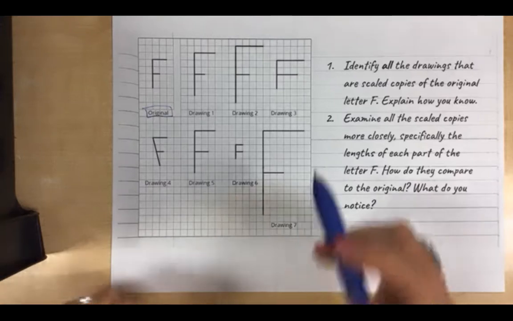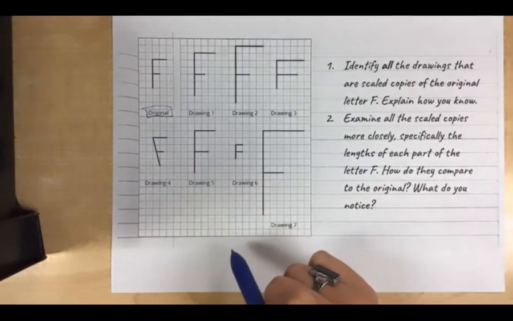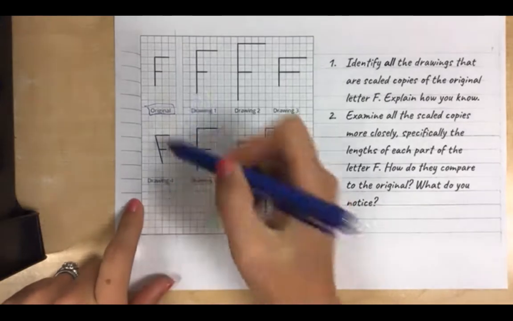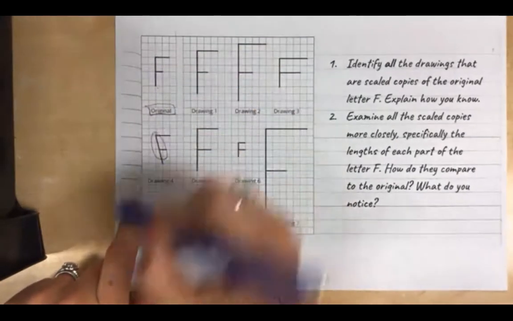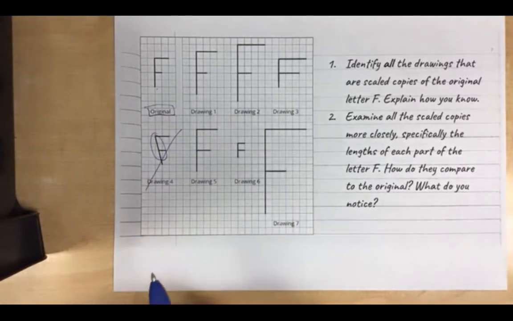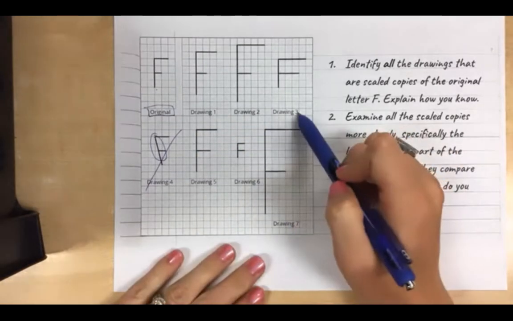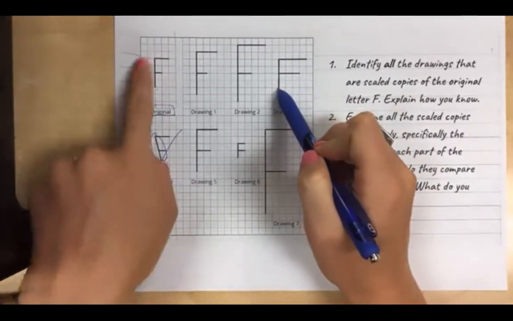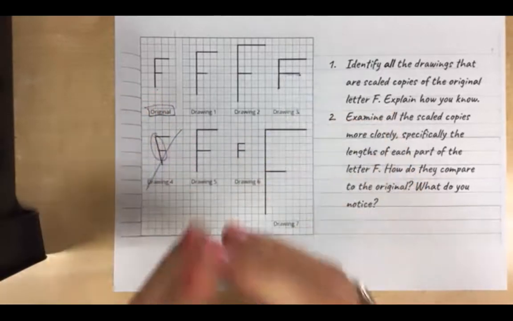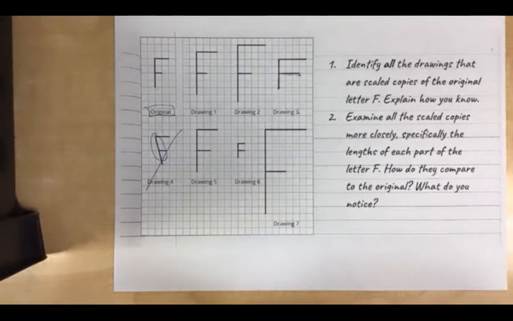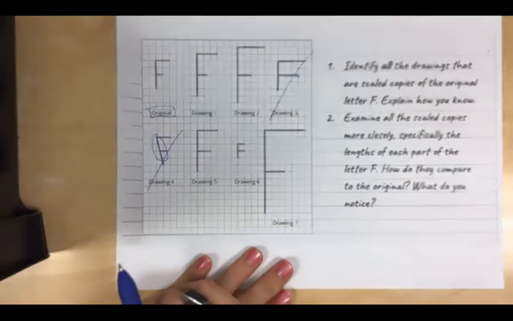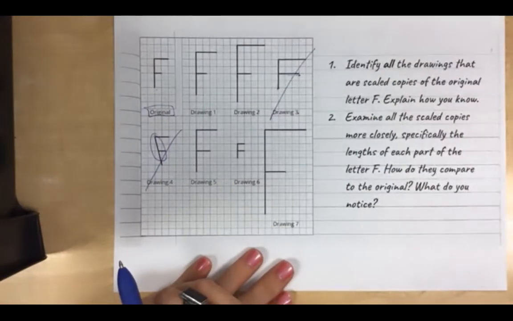All right, so our scaled copies. We can definitely say that drawing 4 is not a scaled copy because the original does not have an angle with that F. So we're going to get rid of that one. Let's look at 3. This one is the same vertical length, but these are stretched. We said if it's not stretched or made narrower the same amount, it's not going to be a scaled copy. So that's not.